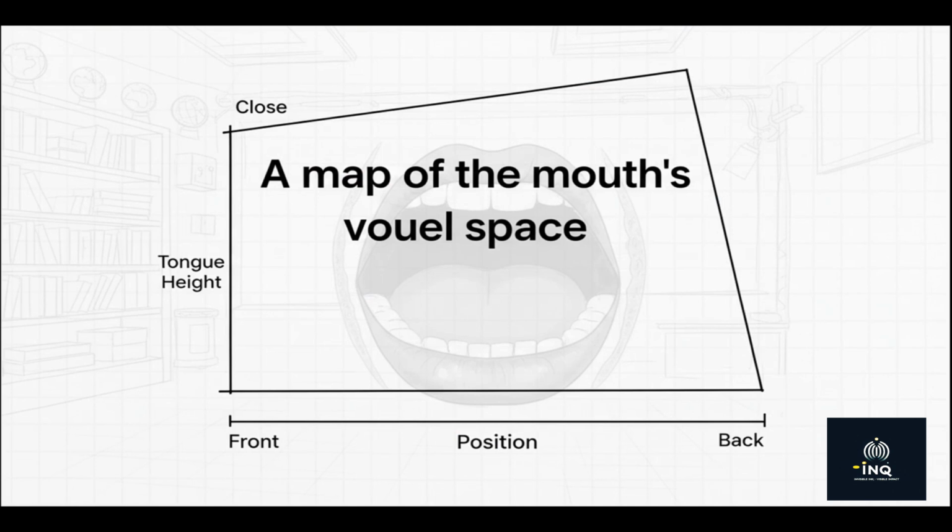The best way to think about it is as a literal map of the possible vowel space inside your mouth. The vertical axis represents tongue height, going from close at the top to open at the bottom. The horizontal axis is tongue position, from front on the left to back on the right. Every pure vowel sound has a specific coordinate on this map.